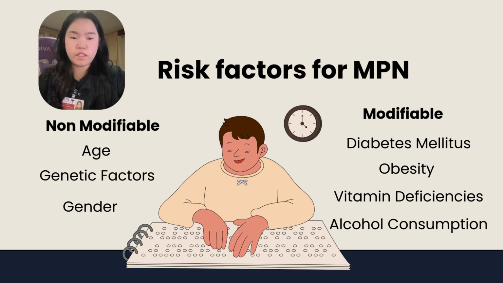Number three is vitamin deficiencies. Deficiency in vitamin B, particularly B12, can lead to peripheral nerve damage. Nutritional support is critical in preventing or managing MPN. Evidence-based clinical guidelines support the treatment of vitamin B12 deficiency as a part of neuropathy management, emphasizing its role in nerve health.